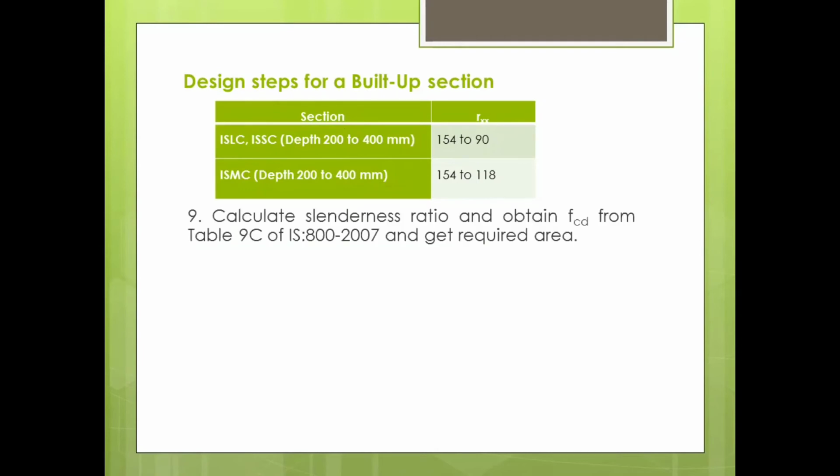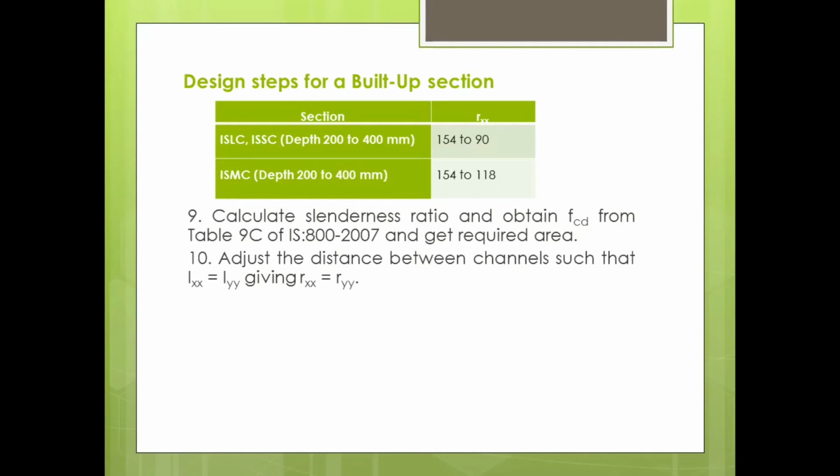Okay. Then you calculate again slenderness ratio and obtain FCD from table 9C. Now it is given directly, because channel sections are also of class C as per the buckling classification, and get what is the required area. Then adjust the distance between the channels such that Ixx is equal to Iyy, which ultimately will give us Rxx equal to Ryy. So these are nothing but the geometrical properties which need to be maintained.